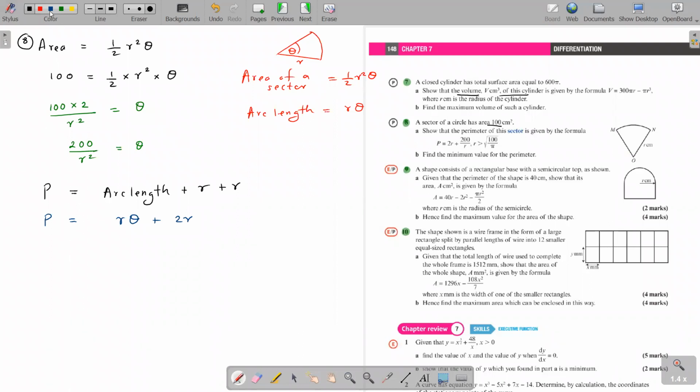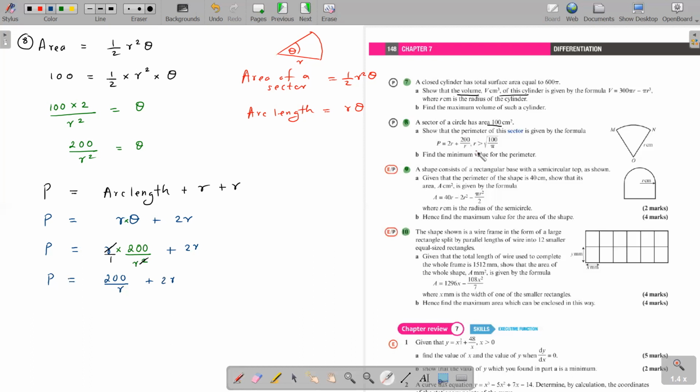Okay, so then perimeter is equal to r times theta. Obviously I can see in the show that there is no theta. I have to get rid of the theta here. So I'll replace theta with 200 over r square, plus 2r. 200 over r square, so this is r over 1. You can cancel one of the r's here, right? So we get 200 over r plus 2r, which is our show that.